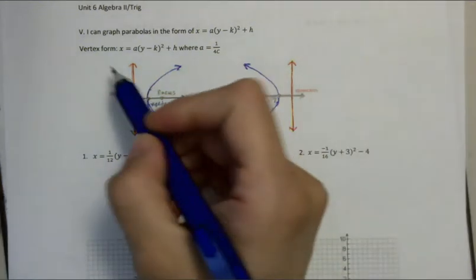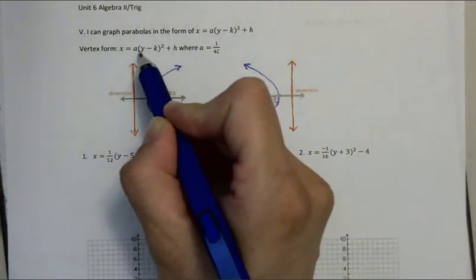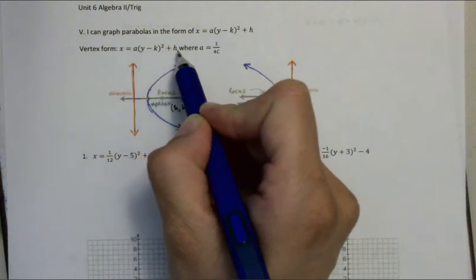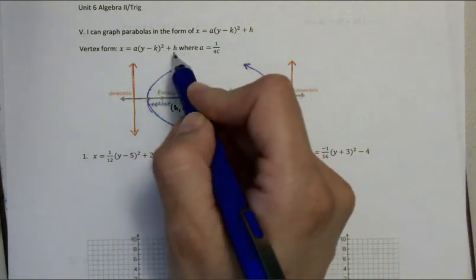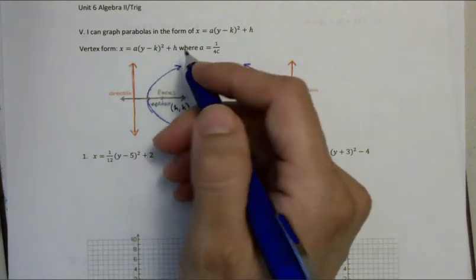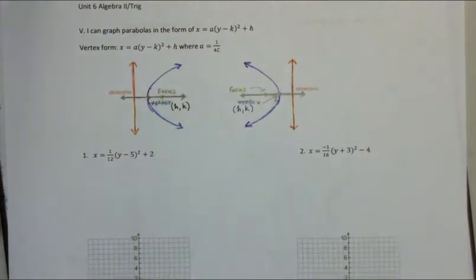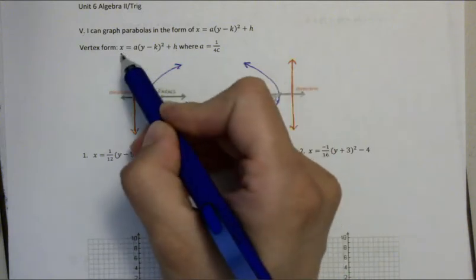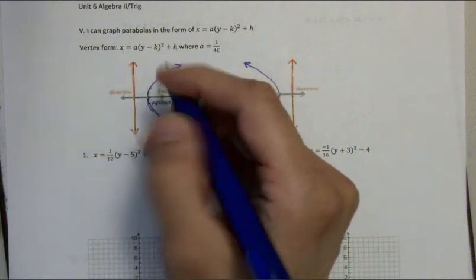If you notice, these are in vertex form because it's saying x equals a(y minus k) squared plus h. And remember, (h, k) is the vertex, so that's why it's vertex form, because you can easily identify the vertex here. These sideways parabolas open along the x-axis, because it says x equals. The ones we did last week opened up and down along the y-axis.